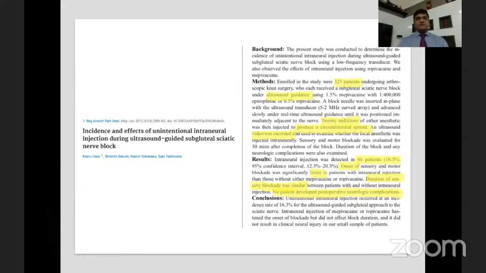So one should be careful with needle advancement. You should not inject when there is pressure or resistance during injection, or pain during injection. And you should use dual modality as far as possible.